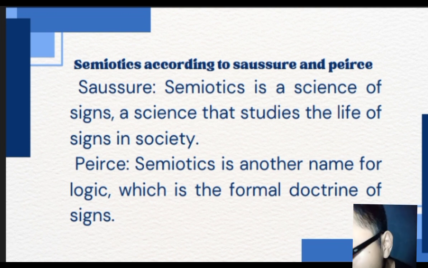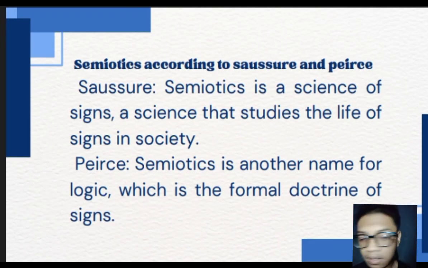He also said that every sign is made of two parts. Number one is the signifier. The signifier is the actual form, like the spelling or sounds of the word. And second is the signified, the idea or concept it refers to.